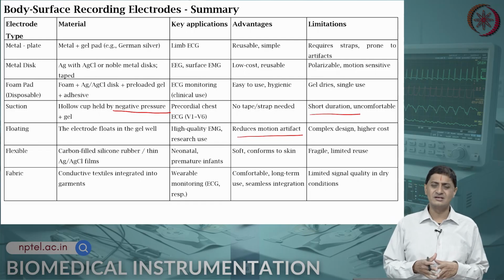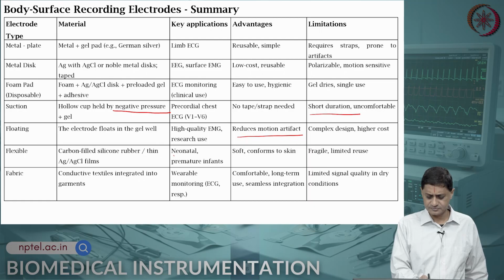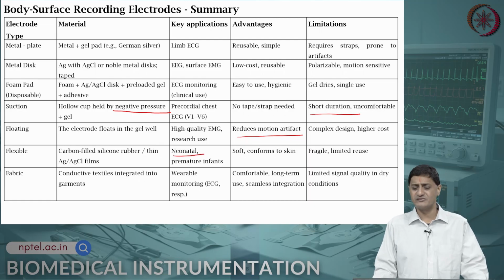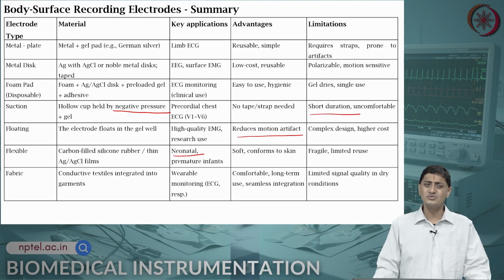Then you have flexible electrodes that are quite often used in neonatal use and for premature infants to monitor them. It is quite soft and conforms to the skin and does not hurt the baby's skin, but it is quite fragile and it cannot be reused many times.